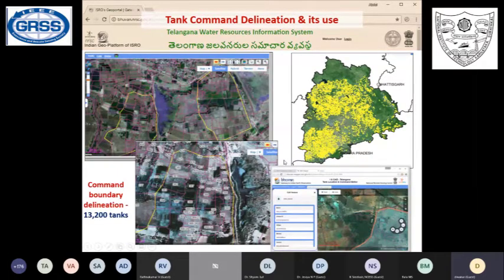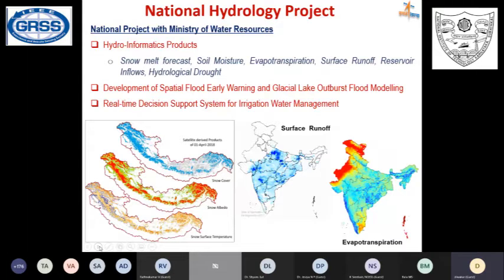In fact, you can see how the entire database has been captured and kept here for Telangana, and this is a very special focus at the cadastral level where we are able to get the data. So you can go from global to local and provide the information from the Earth observation satellite data, which addresses the tank commands in a very big way for Telangana.